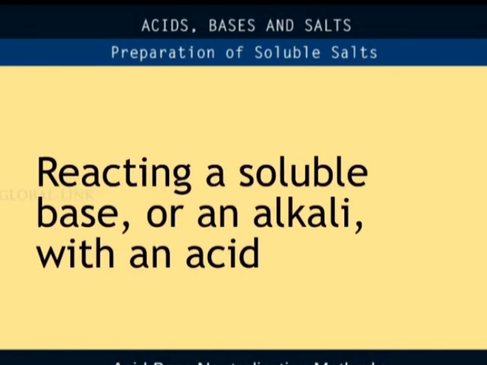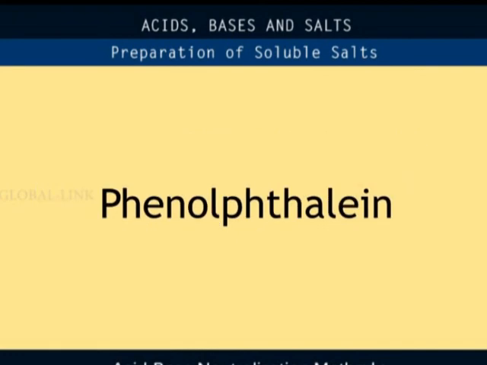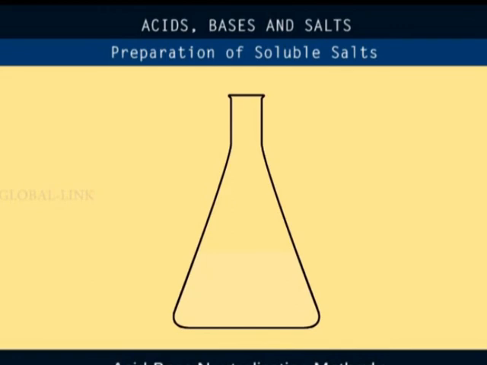Soluble salts can also be made by reacting a soluble base or an alkali with an acid. For example, we can make sodium chloride by titrating hydrochloric acid with sodium hydroxide. Remember to add phenolphthalein indicator so that we know the endpoint of the neutralization. However, we do not want pink crystals, so we take note of the volumes of the acid and alkali used in the initial titration, and we repeat the process without the phenolphthalein indicator.